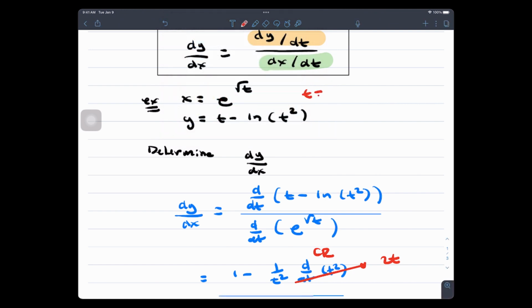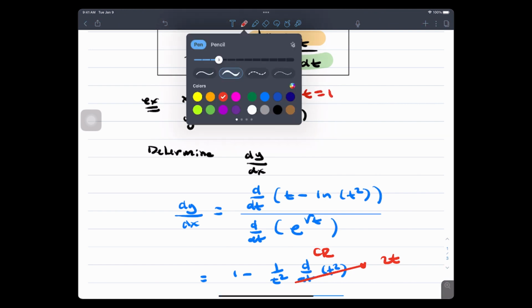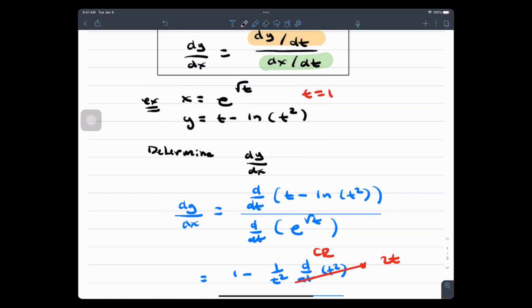If t is 1 here, what are they really talking about? What they're saying is the x coordinate is e to the square root of 1, which is just e. That's your x coordinate. And y is, plug in 1 for t, 1 minus natural log of 1 squared, but you guys know that's equal to 1. So when t is 1, the point on the curve is (e, 1).